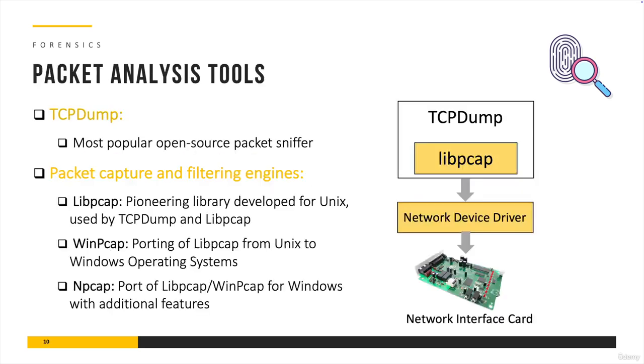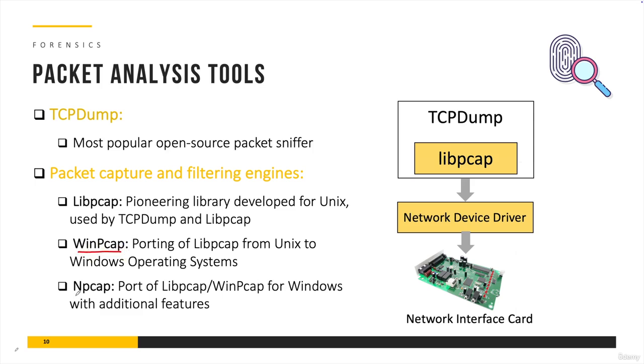Now, one of the most popular tools for packet analysis is tcpdump. It's a favorite tool among professionals. It's really fast, it's easy to script, and it's great for automation. The way this works is that it uses different libraries depending on which operating system you're using. For example, if you are on a Linux-based system, then it's going to use libpcap, which is the capture engine for Unix-like systems. If you are on Windows, it's going to use WinPcap.